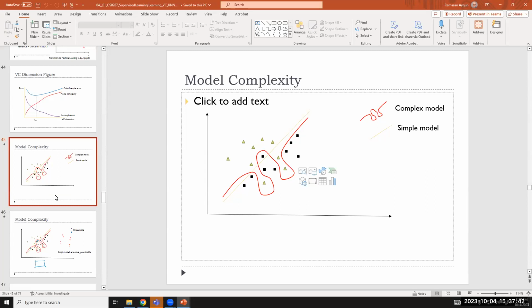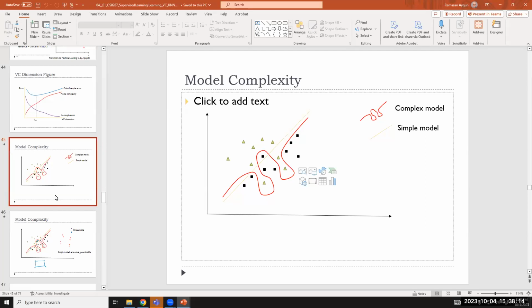You pick n points, and if you have two classes, you have 2 to the power n combinations of labelings of all the points. You fix the points. You don't change the points, you just change the labels. Then based on those labels, you check whether your hypothesis set has a hypothesis for each of the labelings. If that's the case, we say it shatters n points.